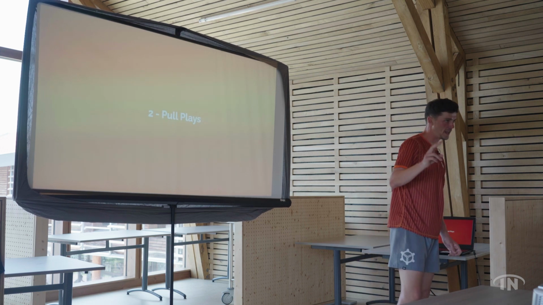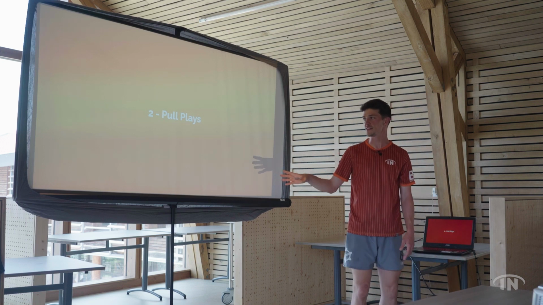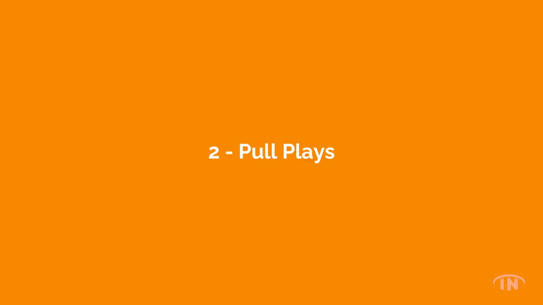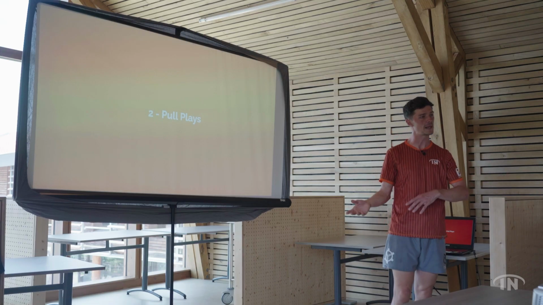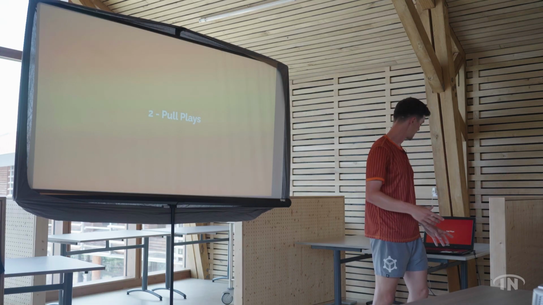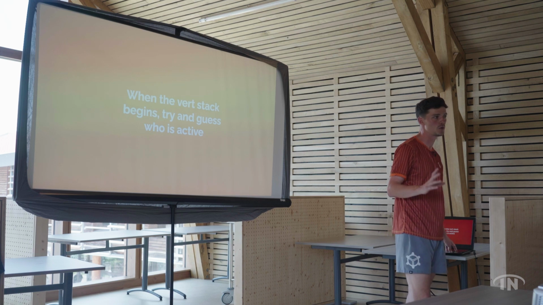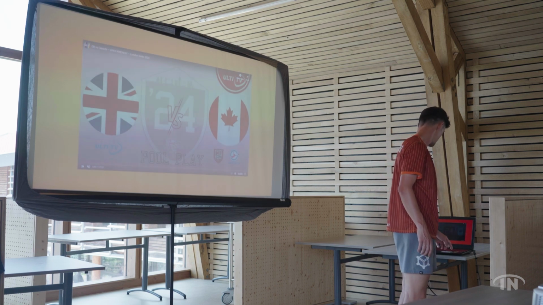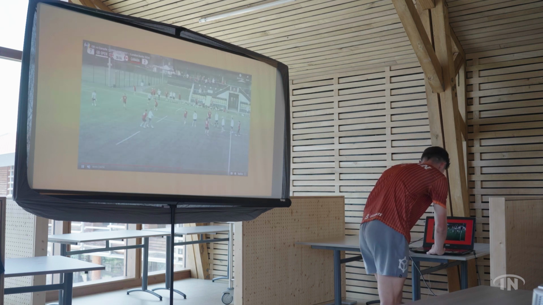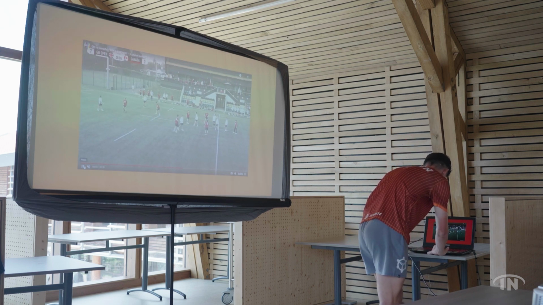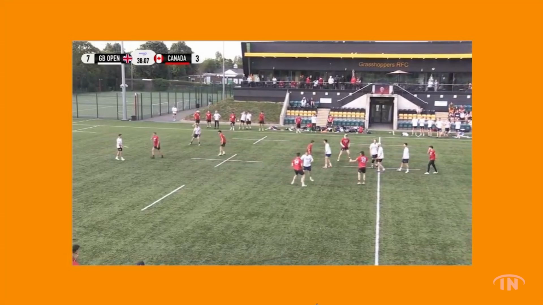Now, the second way that we can look to utilize this space is the introduction of pull plays. And we're going to see that across vert, horizontal, split, side stack, any number of different things. So when this vert stack pull play begins, I want you to try and guess who the active cutter that we've nominated is going to be. And I'm going to pause it just as the disc is about to come into play. So we'll pause that there.